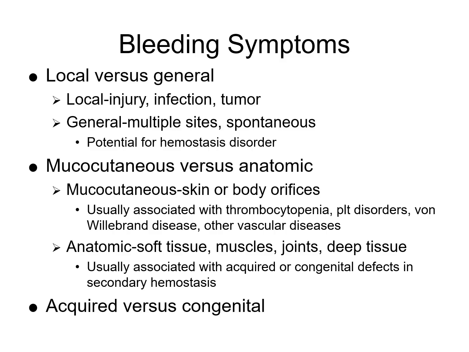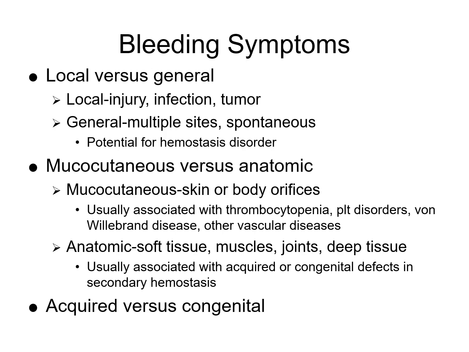For mucocutaneous versus anatomic bleeding, mucocutaneous bleeding affects skin and mucous membranes like your gums, your nose, GI tract, and even the uterus. Some typical signs can be petechiae, ecchymosis, epistaxis, heavy periods, or even gum bleeding.